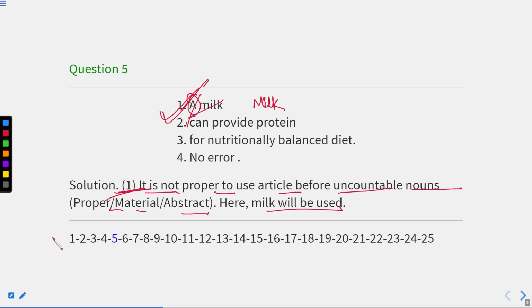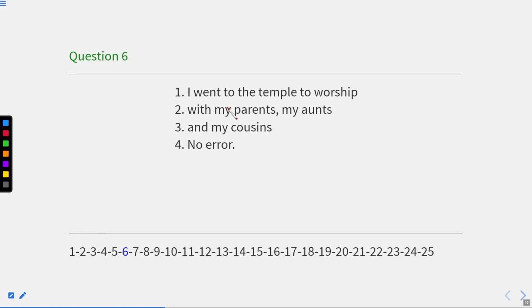Okay, I hope you have understood this question. Now let us move to question number 6. I went to the temple to worship with my parents, my aunts and my cousins. Now this one is a very simple and logical error. Why so? Let me tell you.